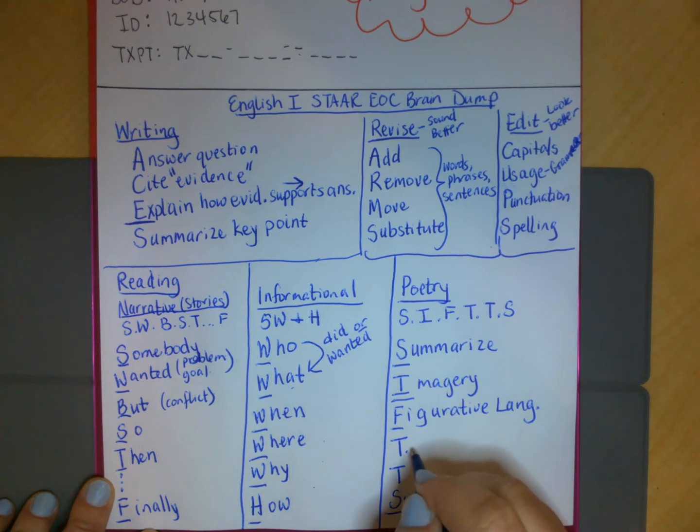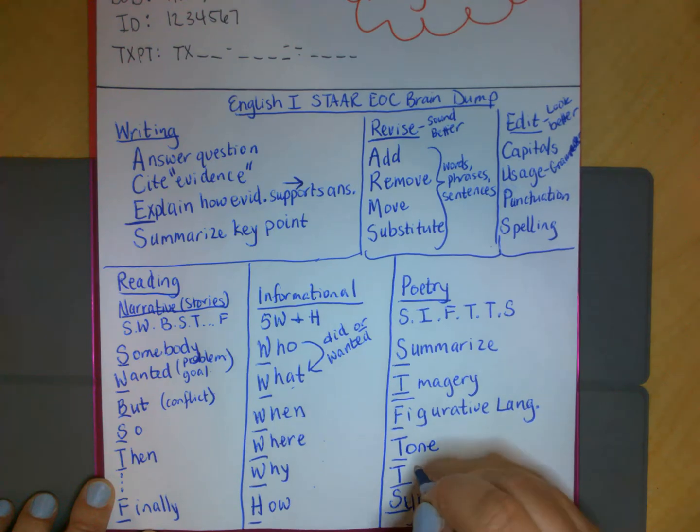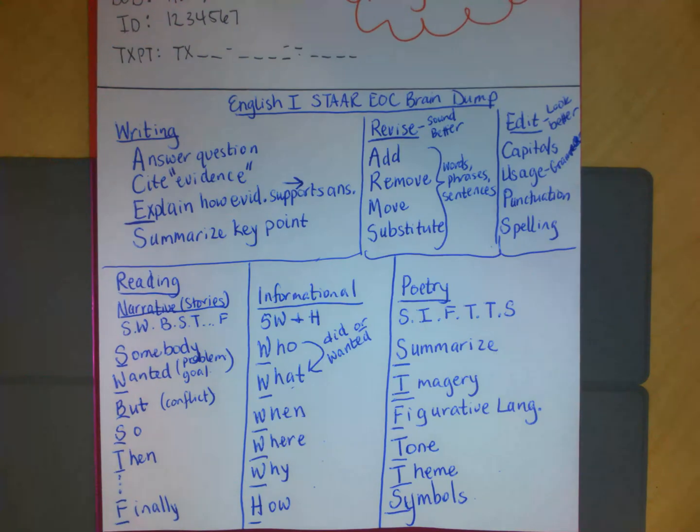Now, my T's are 1 for tone. What is the tone or the author's attitude in the poem toward the subject? And what themes do we see present? Okay, so what truths or messages about life do we see present? If we remember these strategies, then that will help us out on the reading sections of the test.